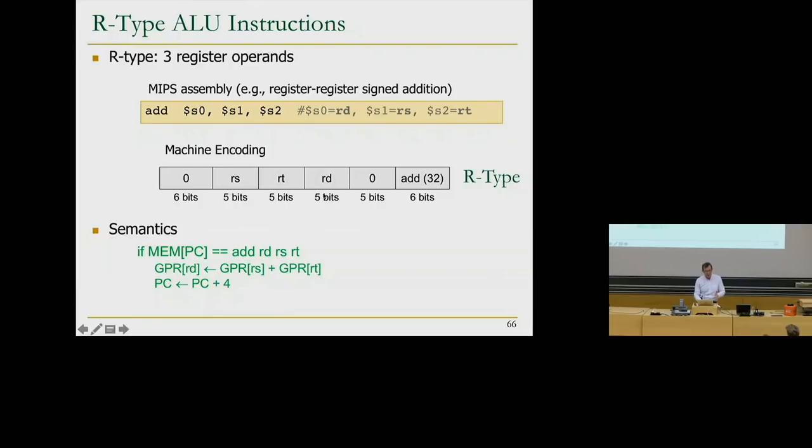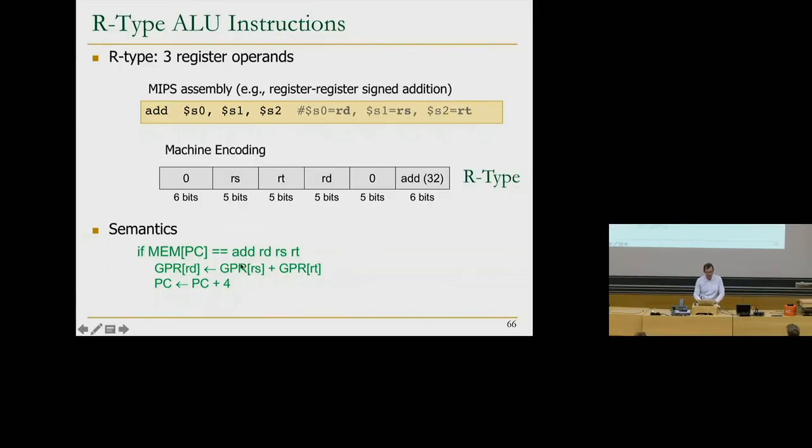RS, RT, the result goes into RD. And this is basically the semantics: if the instruction is this, the opcode is this, and the function is specified like this, you do the add. Basically, what does that mean?